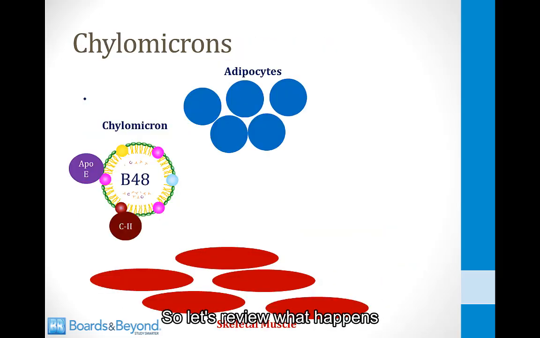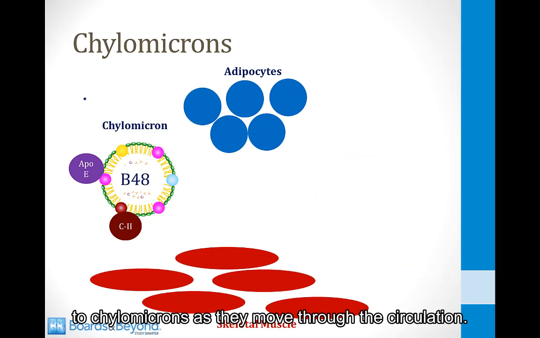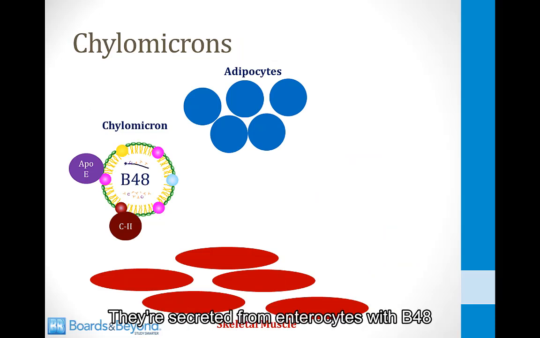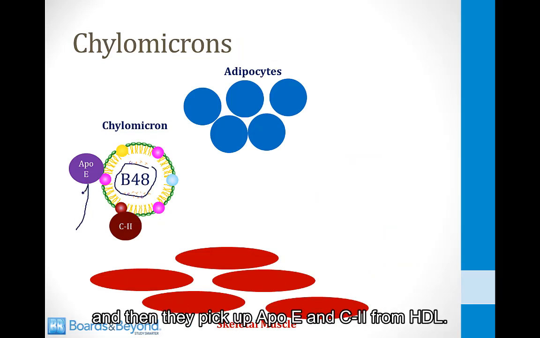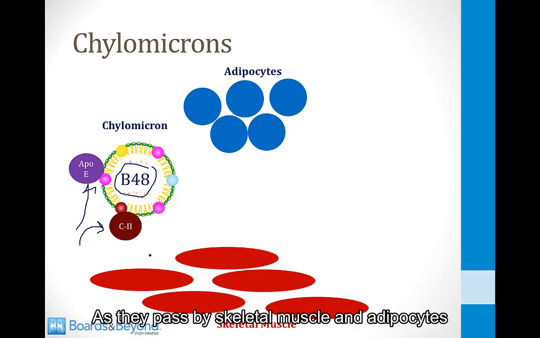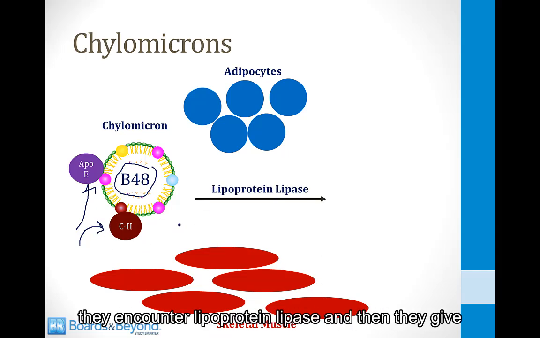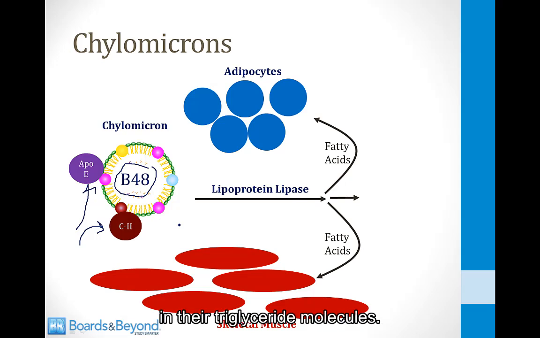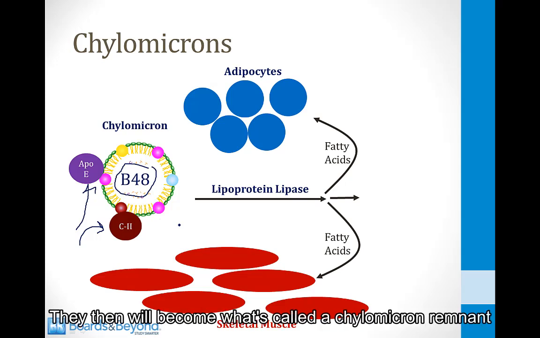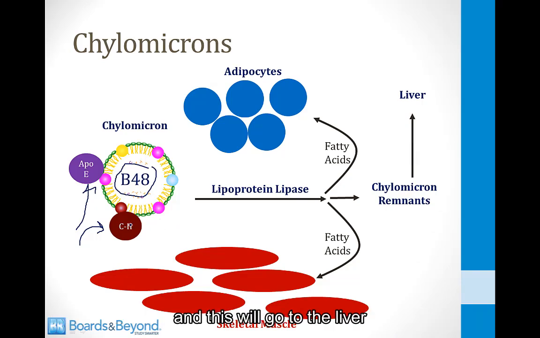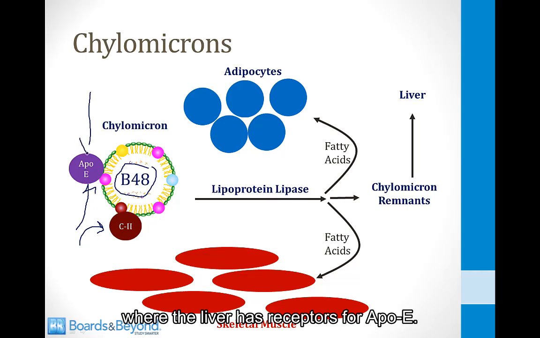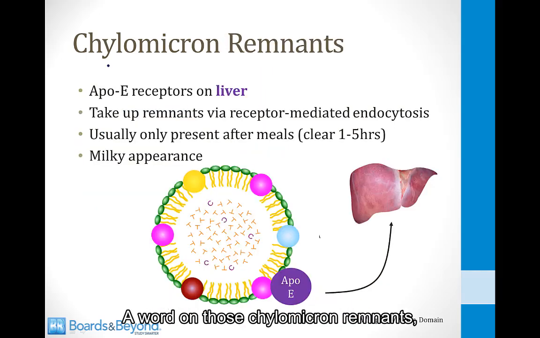So let's review what happens to chylomicrons as they move through the circulation. They're secreted from enterocytes with B48, and then they pick up ApoE and C2 from HDL. As they pass by skeletal muscle and adipocytes, they encounter lipoprotein lipase, and then they give up the free fatty acids contained in their triglyceride molecules. They then will become what's called a chylomicron remnant, and this will go to the liver where the liver has receptors for ApoE.